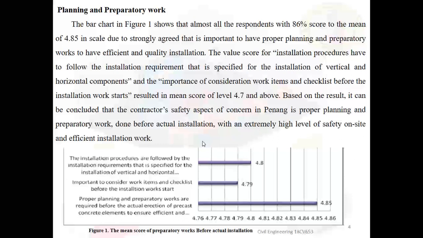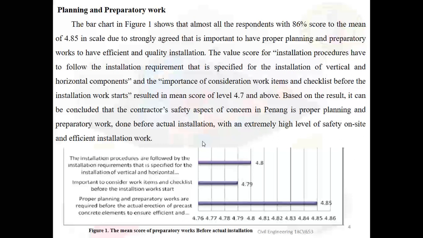The value score of installation processes to the following installation requirement is specified for the installation of vertical and horizontal components, and the importance of considering work items and the checklist before the installation work starts resulted in a mean score of 4.7 and above. Based on this result, it can be concluded that the contractor's safety concern is proper planning and preparatory work done before actual installation, which ensures an extremely high level of safety on site and efficient installation work.